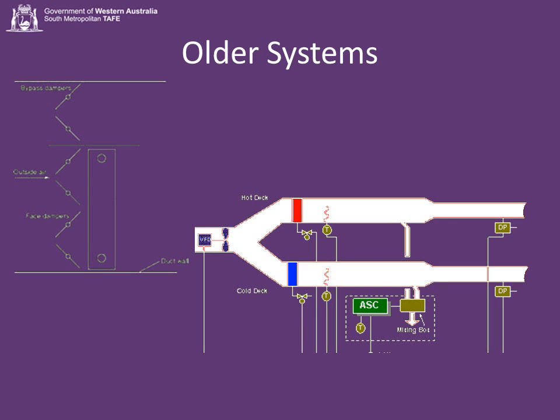In older systems, we would supply 2 lots of air to each room. There would be a hot duct and a cold duct, sometimes called the hot deck and the cold deck. And then within each room, or within the ceiling of each room, there would be a thing called a mixing box. And the mixing box would select either hot air or cold air or a mixture of the two and supply that to the room. It's a fantastic system and provided really good control of the air in the room.